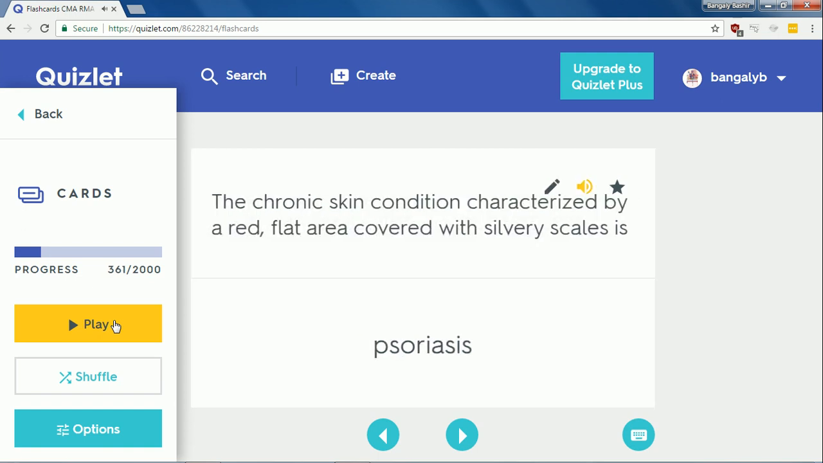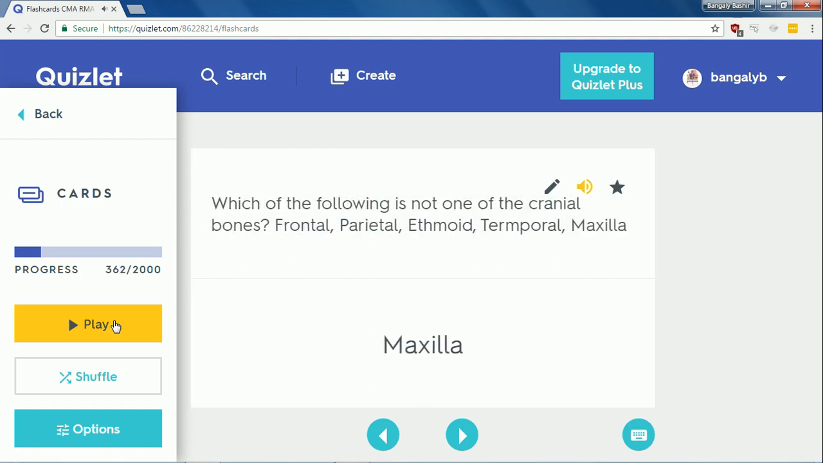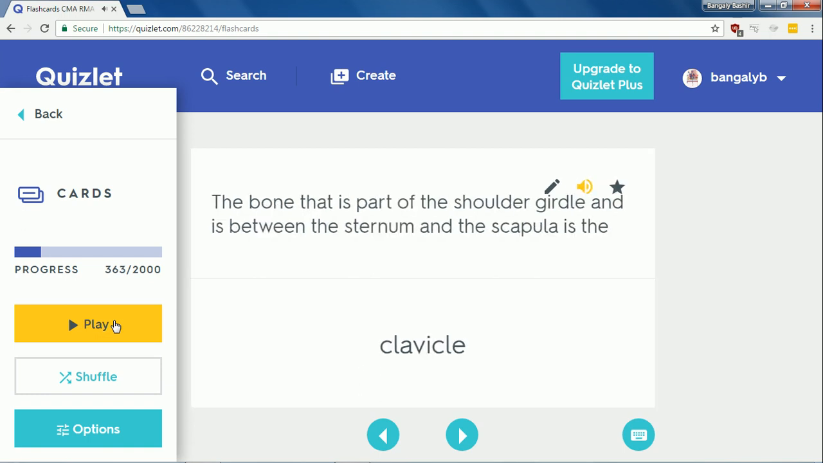The chronic skin condition characterized by red, flat areas covered with silvery scales is psoriasis. Which of the following is not one of the cranial bones? Frontal, parietal, ethmoid, temporal, maxilla. Maxilla. The bone that is part of the shoulder girdle and is between the sternum and the scapula is the clavicle.